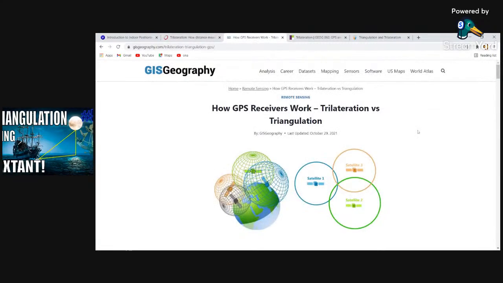So how do GPS receivers work? Trilateration versus triangulation. There's that GPS. Why does the conversation get brought up about GPS? Why can't we use the conversation of trilateration versus triangulation when using the sextant? Can anyone find me a reference for triangulation versus trilateration to do with the sextant? Why is it GPS receivers?